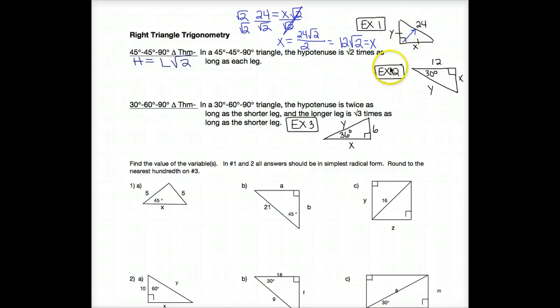Now, if I go to solve for y, I really don't need to do any additional work. X and y are marked congruent, so I know that they're the same. They're both going to be 12 radical 2.